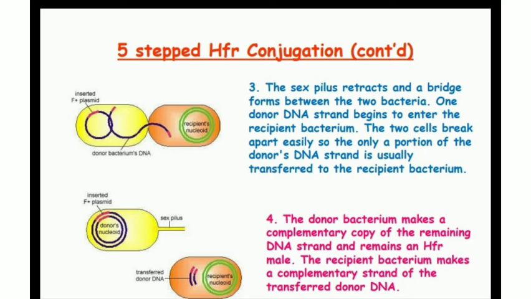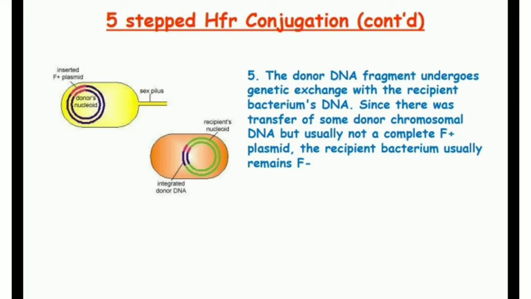Step 4. The donor bacterium makes a complementary copy of the remaining DNA strand and remains an Hfr male. The recipient bacterium makes a complementary strand of the transferred donor DNA. Step 5. The donor DNA fragment undergoes genetic exchange with the recipient bacterium's DNA. Since there was a transfer of some donor chromosomal DNA, but usually not a complete F plus plasmid, the recipient bacterium usually remains F minus.